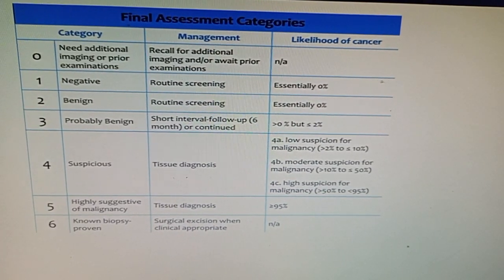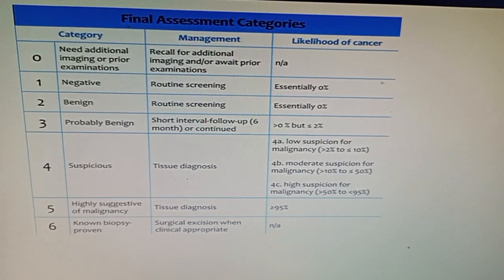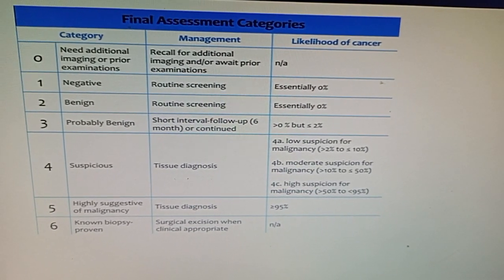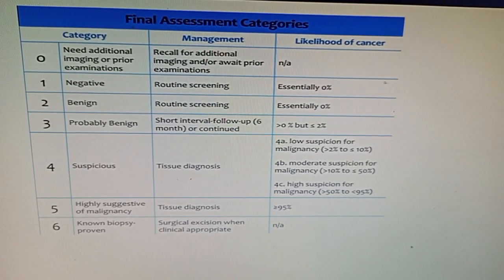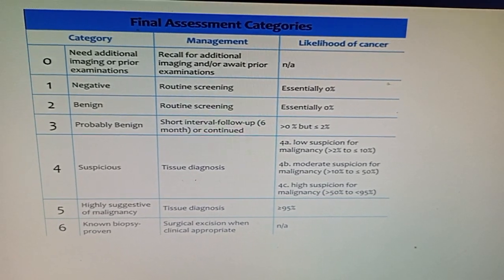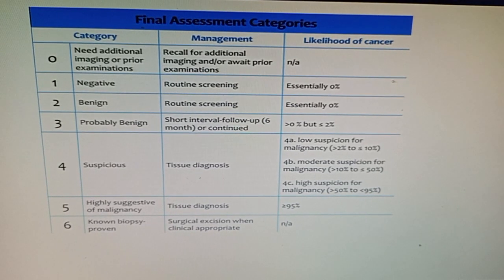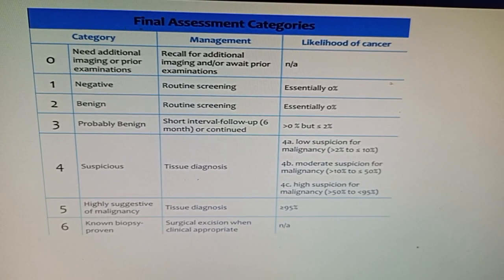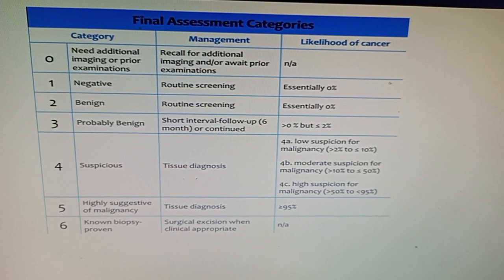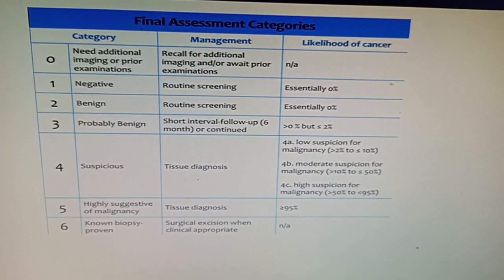This is the BI-RADS classification of the pathologies of the breast which are shown on the ultrasound or mammogram. What is BI-RADS, breast imaging reporting and data system? It is categorized into six types almost. In BI-RADS 0, need additional image or prior examination. What will be the management? Recall for the additional imaging and await prior examination.